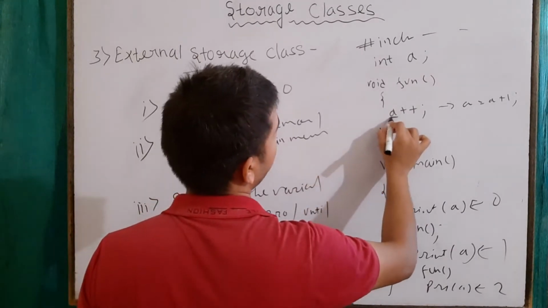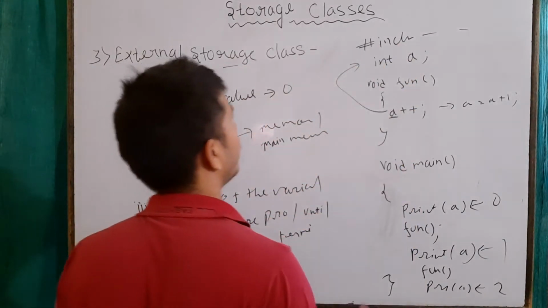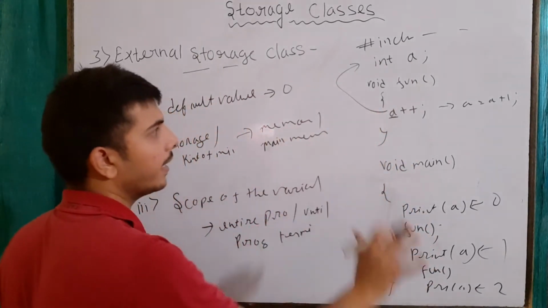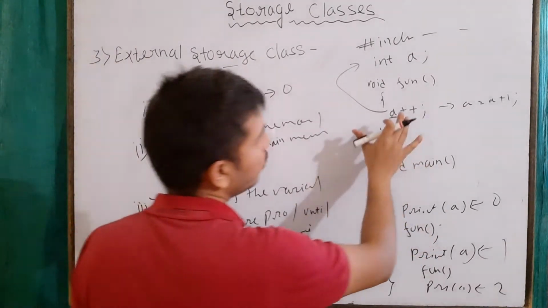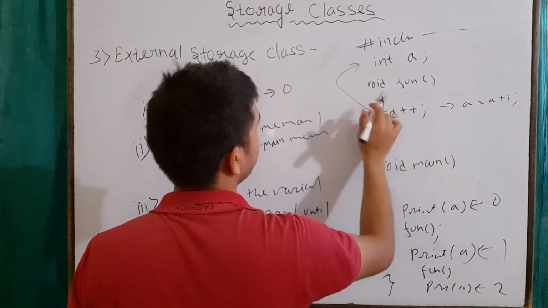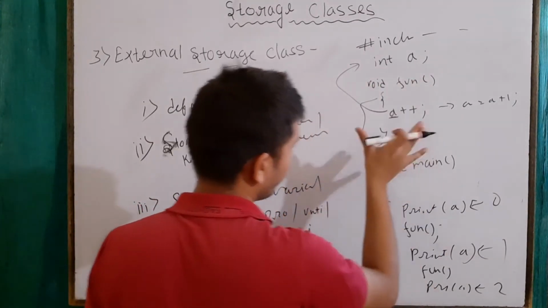Note that I am able to access this variable. So in the entire program I can access this variable from any location, from any function. Its scope is not limited within these curly braces. Its scope is the entire program.